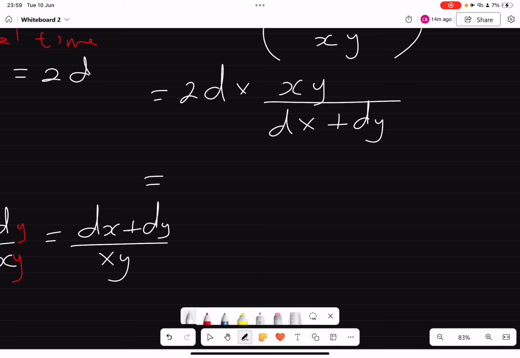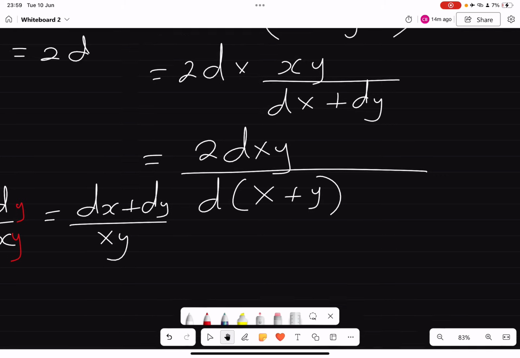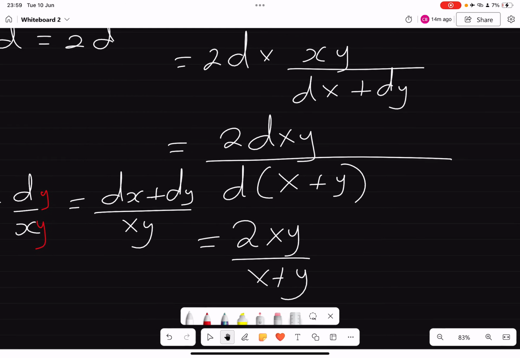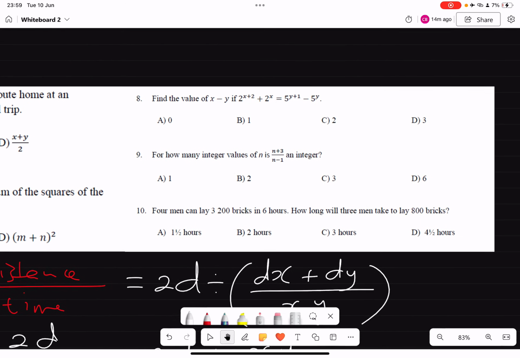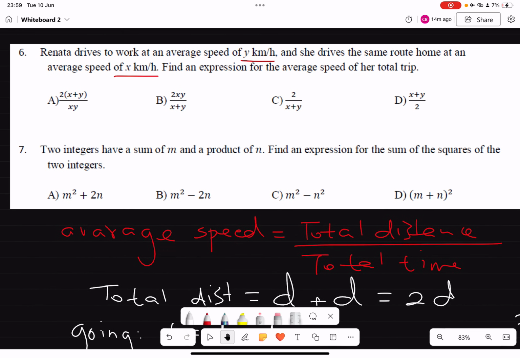Then from there we can see that we're going to have 2dxy all over, at the bottom I can take out a common factor of d, which is x plus y. And then we can all see, ladies and gents, that the d's are going to cancel, which is going to give us 2xy over x plus y. Now let's check what option is there. 2xy over x plus y. That is option B, ladies and gentlemen.